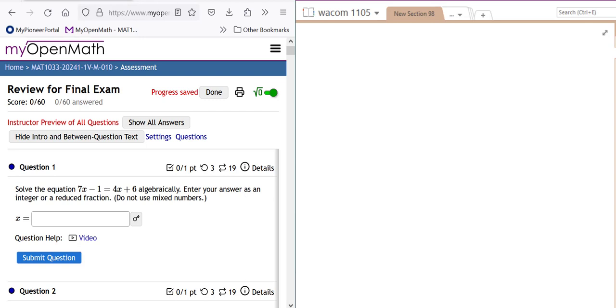Give me 1 second, I didn't get my glasses, so I can't really see the screen. Oh, and I don't have them, that's not good. Okay.